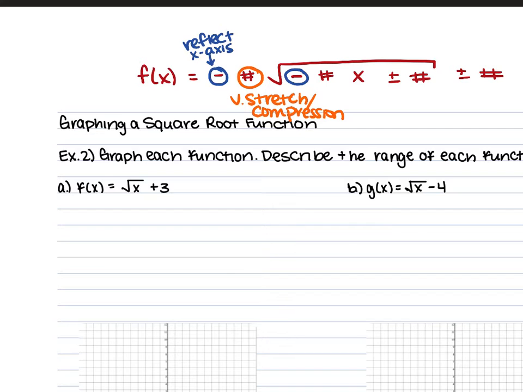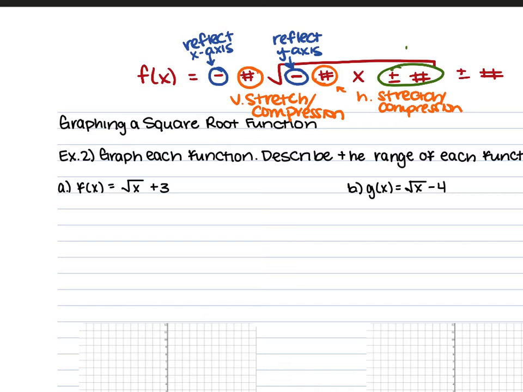The negative underneath the radical means that we reflect horizontally, so that means we reflect across the y-axis. The number in front of x under the radical would represent a horizontal stretch or compression. The plus or minus underneath the radical means we're going left or right. And the plus or minus after the radical outside means we're going up or down.